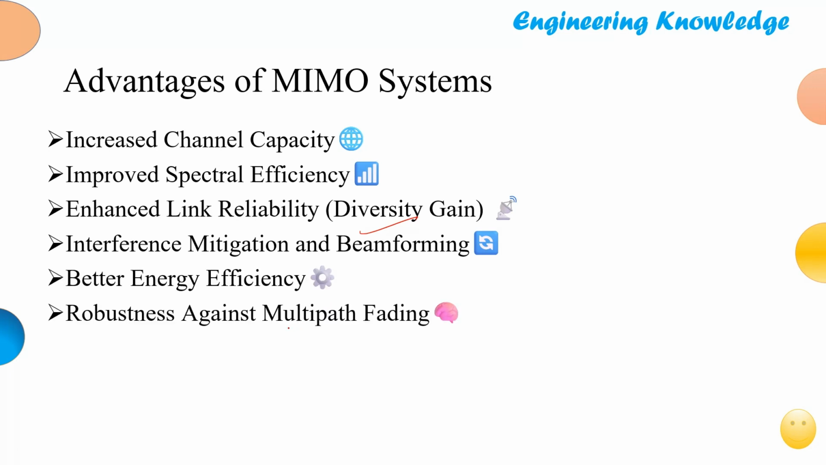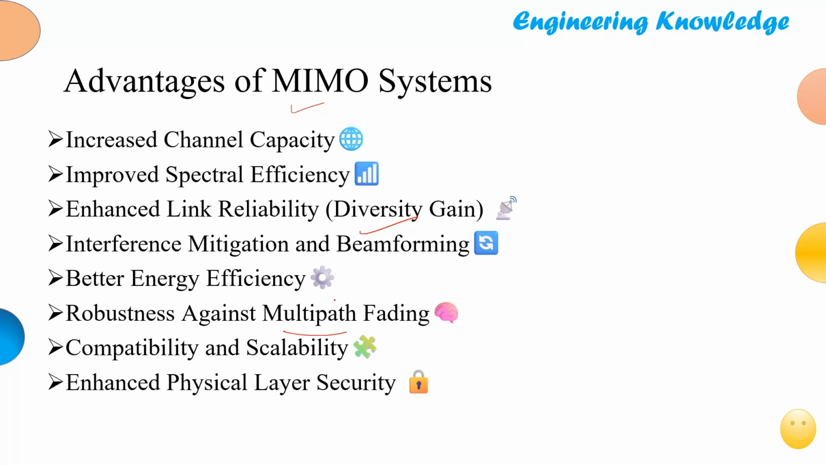Robustness against multipath fading is one of the key advantages of MIMO systems. Compatibility and scalability: we can increase the order of the MIMO systems in order to increase the data rates or increase the reliability of the systems. And it enhances physical layer security, because intrusion can be avoided by creating multiple paths between the transmitter and the receiver.